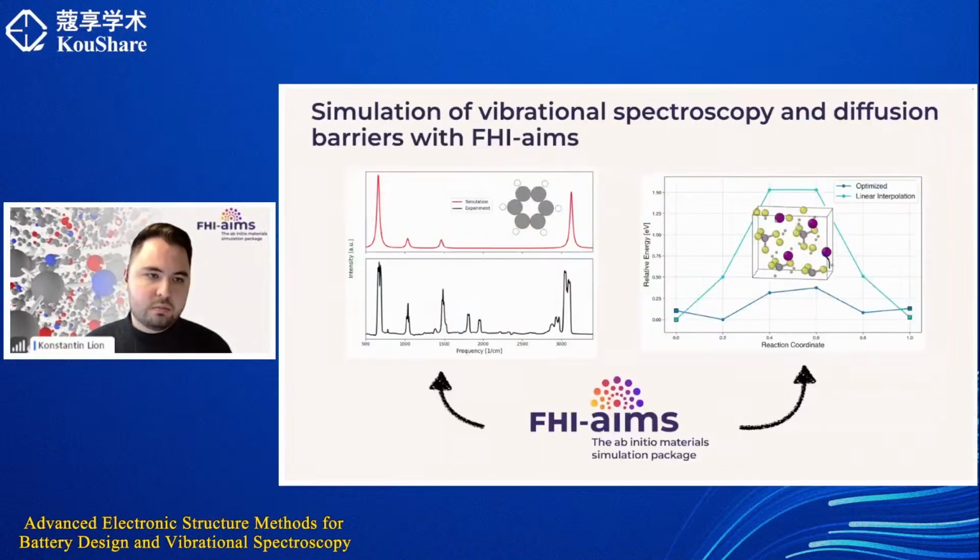What we'll talk about during the tutorial is directly related to the two talks we hear today. One is on simulating vibrational spectroscopy with FHI AIMS, and the other is on calculating some diffusion barriers with FHI AIMS and also the AIMS chain package. So this is what you'll hopefully learn today. This is just a short introduction, and then we can start with the first talk.